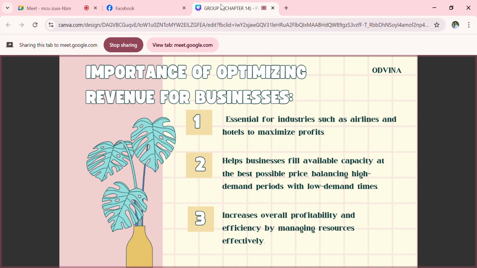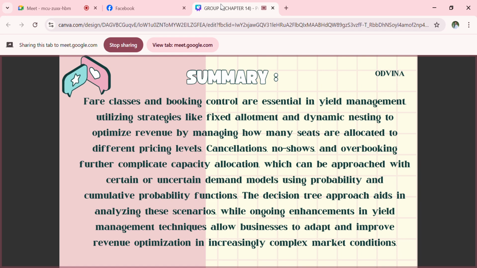Third is to increase overall profitability and efficiency by managing resources effectively. By setting the right prices and reserving some spots for high-paying customers, these businesses avoid empty spots and maximize profit. This approach helps them earn more consistently and use their resources, like rooms or seats, as efficiently as possible. That's all for my topic, and now let's proceed to the summary of this whole topic.